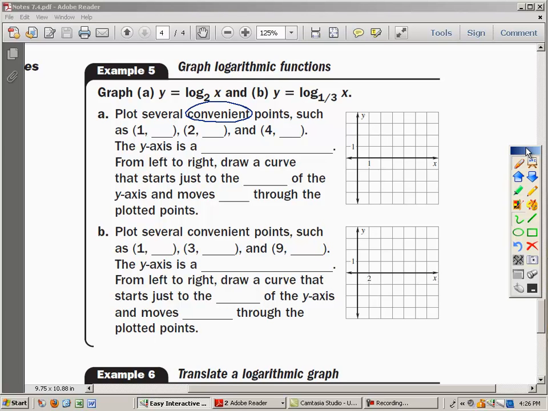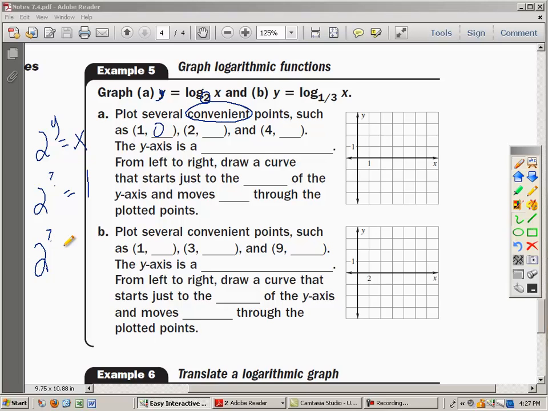All right, so let's start with the first one here. It says plot several convenient points such as 1, 2, and 4. Now, where are they getting those values? Because we know that 2 to the y power is equal to x. So we want to know, 2 to what power is equal to 1? Well, we know anything to the 0 power is equal to 1.